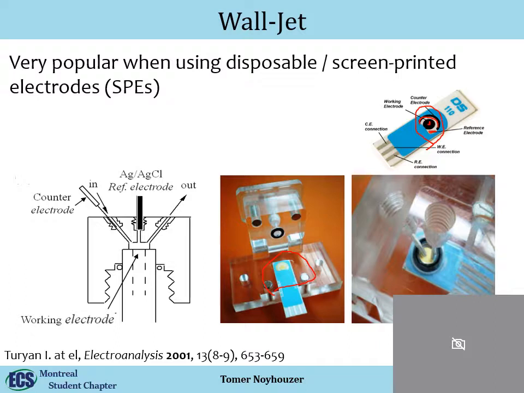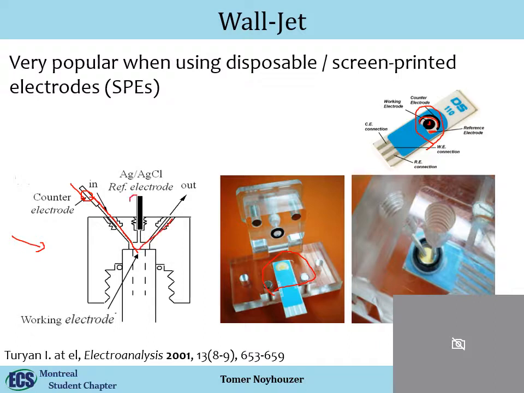And over here, that's an example that I saw for doing a wall jet measurement using a commercially available electrode that is not screen printed. They add their inlet. And here, this is actually their counter electrode. It's just a stainless steel tube. So the fluid flows through the stainless steel tube, your counter, collides with the working electrode and moves out.